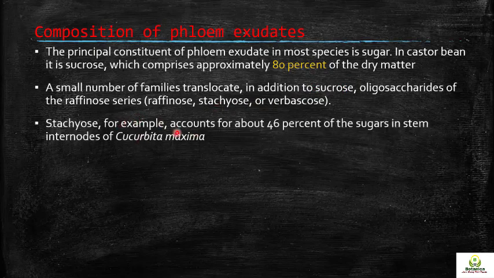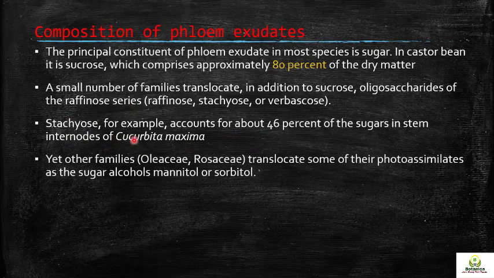Stachyose, for example, accounts for about 46% of the sugar in stem internodes of Cucurbita maxima. So as far as stachyose is concerned, it is about 46% in the cucurbita. And yet other families, like the Oleaceae and Rosaceae, translocate some of their photosynthates as sugar alcohols, like mannitol or sorbitol. So these are the exceptions.